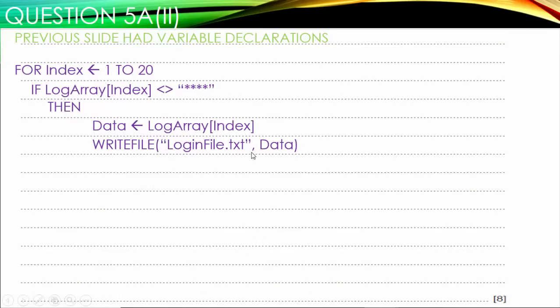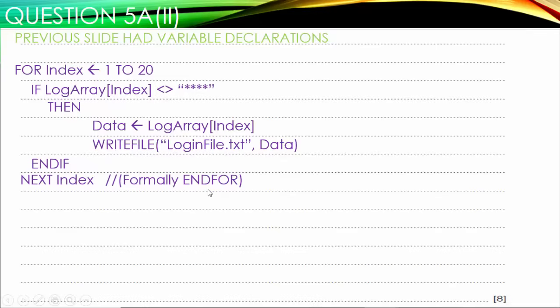If it's not equal to the asterisk, then I'm going to write to the file, loginfile.txt, put a comma. What am I adding to that file? What am I writing to it? I'm writing data. There's no such thing called append file. When you open it for append, it is understood that when you write to the file, you're not overwriting the old contents, you're keeping the old contents and simply adding the new contents. Then that's it for that. So I'm going to end my if, and then I use next index.